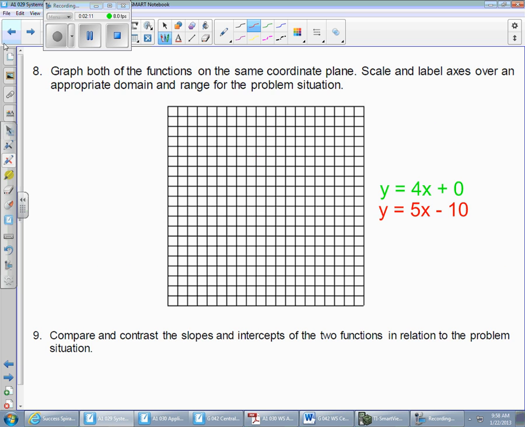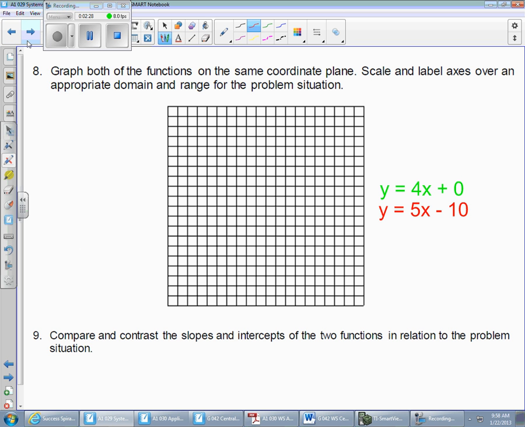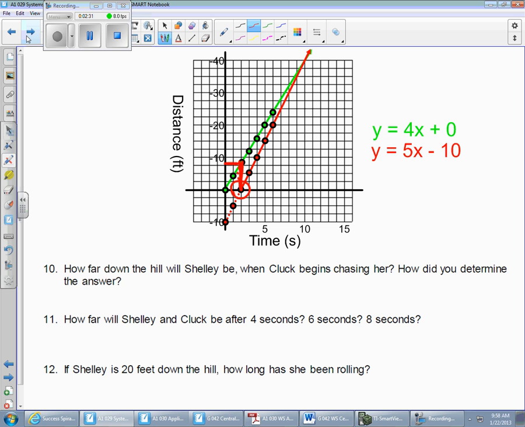And I do believe we still had the chart we could go back to if we needed. Okay, yeah, there's Shelley's distance. After 2 seconds, Shelley had traveled 8 feet down the hill. So we could use the graph, we could use the chart, we could program the equations in our calculator and use the chart from the calculator. From the chart as well as from the graph, we can see that Shelley has an 8-foot head start by the time Cluck begins running.